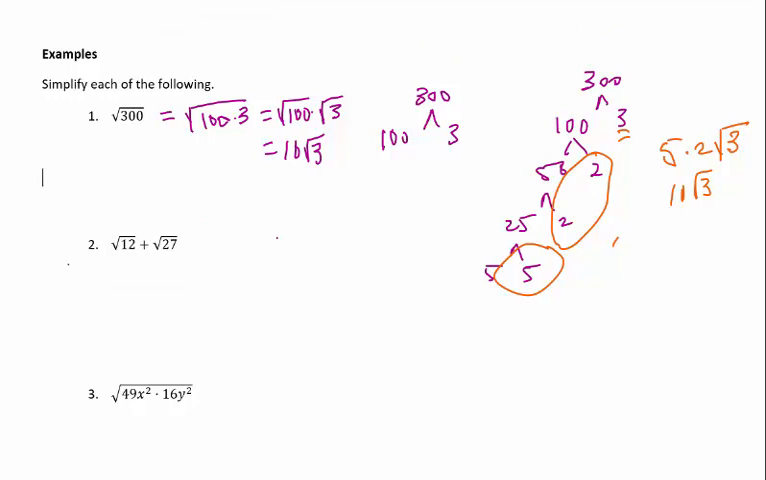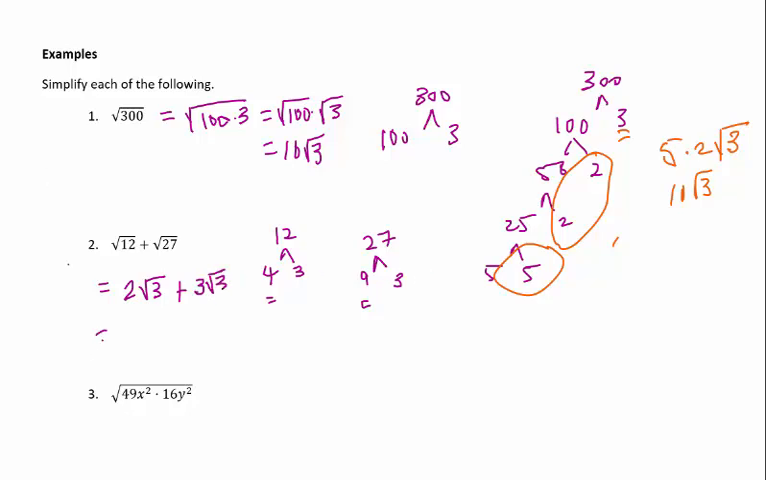So square root of 12, okay, so 12 is 4 times 3, and 4 is a perfect square. So I would convert square root of 12 to 2, which is the square root of 4, and then times the square root of 3, plus. Well, 27 is 9 times 3, and 9 is a perfect square. Its square root is 3, so we get 3 square root of 3.